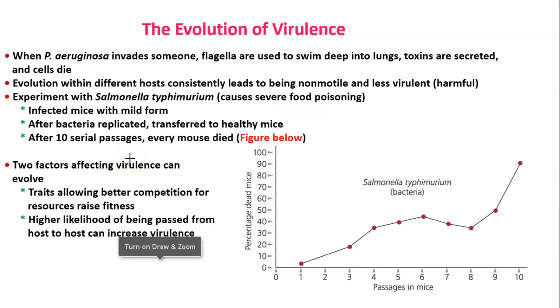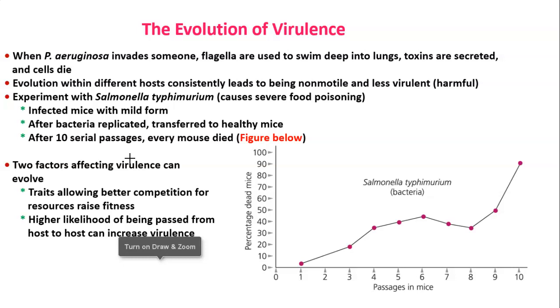So as you probably know, virulence refers to how harmful a pathogen is. And so here we're going to take a quick look at the evolution of virulence in microbes in particular. When Pseudomonas aeruginosa invades someone, they start off with flagella, and they use those flagella to swim deep into the lungs. And as they swim into the lungs, they secrete toxins and cells die. So that's what happens with Pseudomonas aeruginosa.